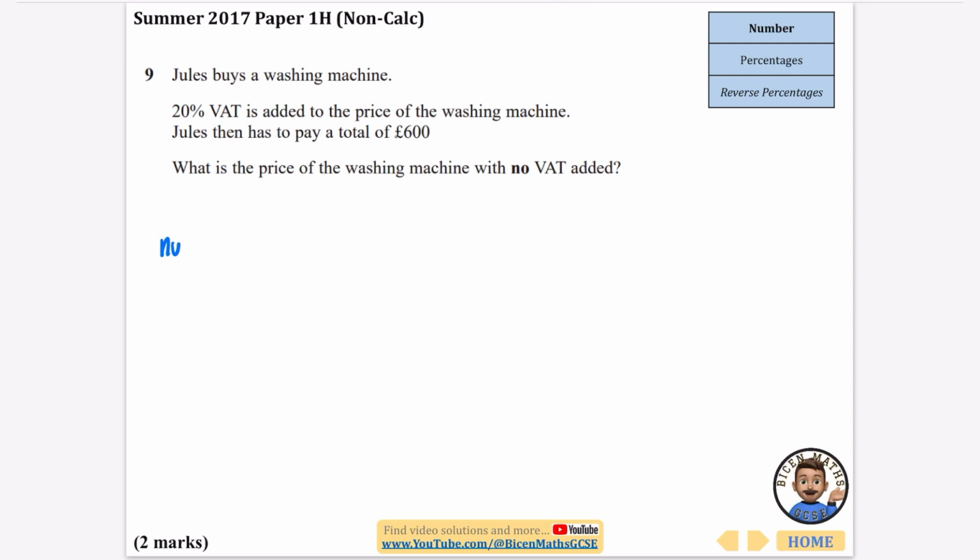So we're going to start off with the price where there is no VAT. It is being increased by 20%. If it's being increased by 20%, it is being multiplied by 1.2. And that cost is 600. So if we want to go in reverse, hence it being called a reverse percentage, we're going to do the opposite and we're going to divide by 1.2. So 600 divided by 1.2.